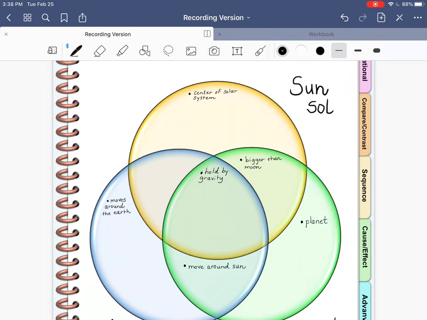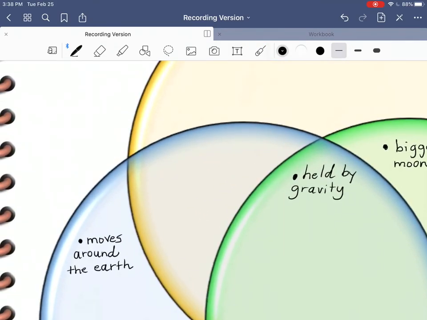Okay, what about they appear to glow? Appear to glow. That's true of the sun. It's true of the moon, but it is not true of the earth. So sun and moon will go in this area. It's true of both the sun and the moon. So we're going to go to this space and write that they appear to glow.